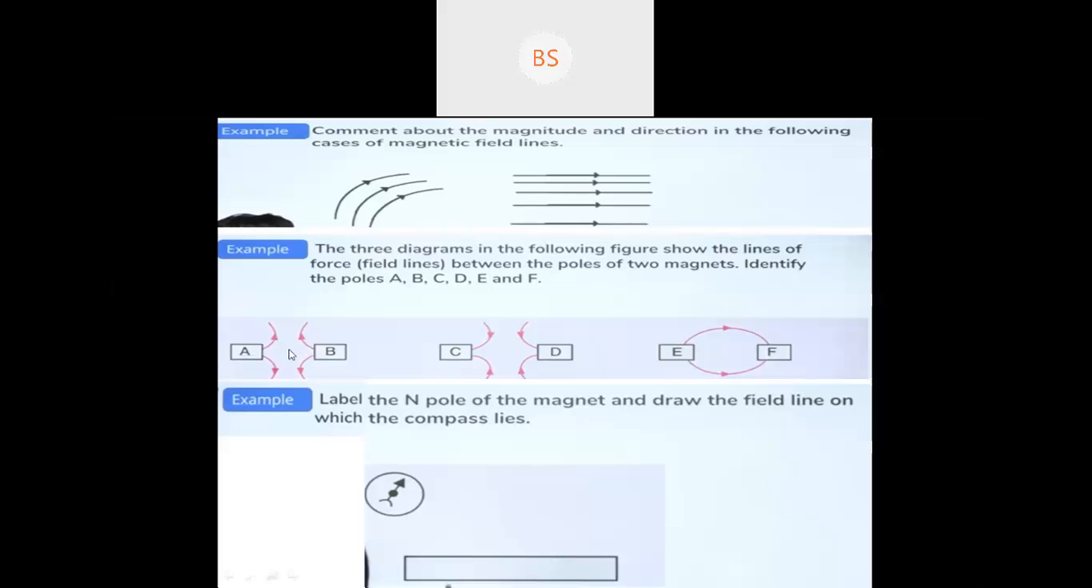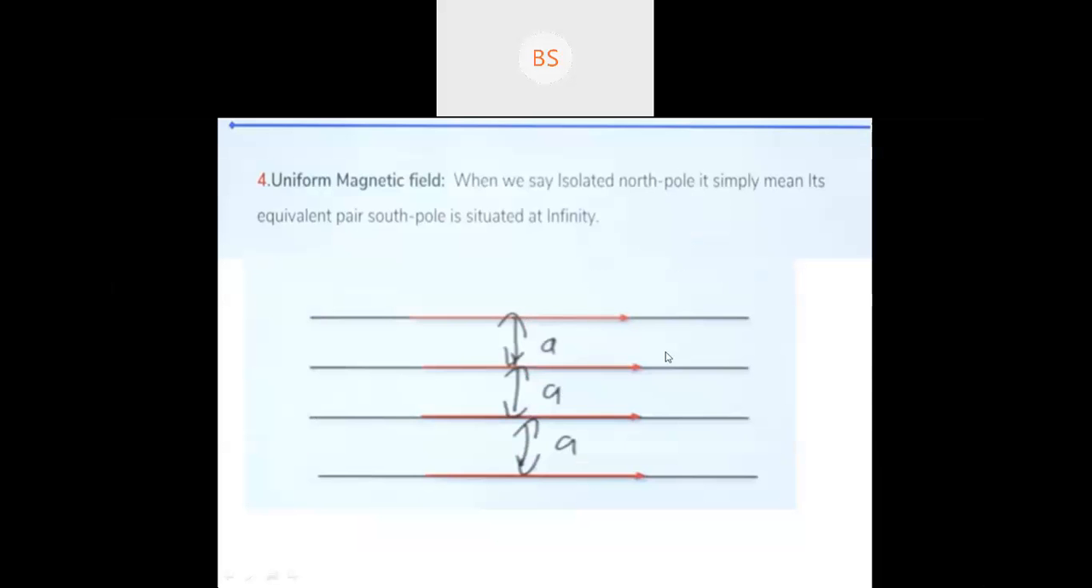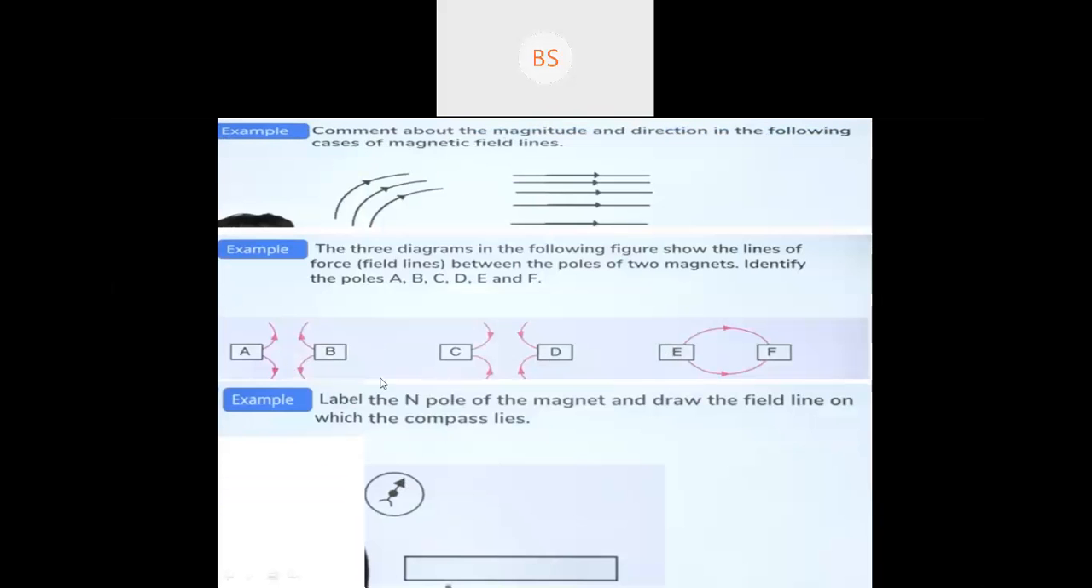In the first diagram, can you tell me which pole we can mention as A and which pole as B? A means which pole and B means which pole? Yes, you can write in the chat box. A is which pole? Can you hear me?